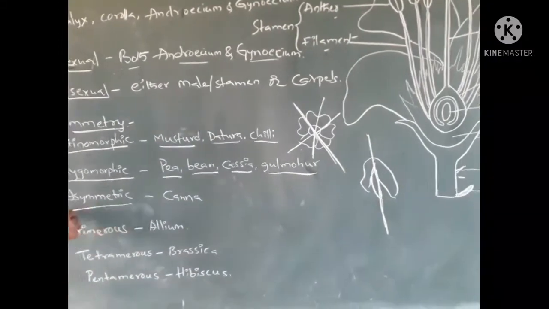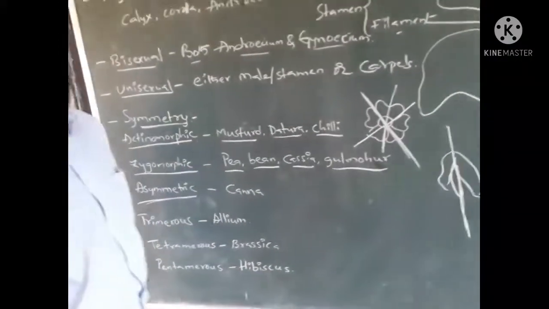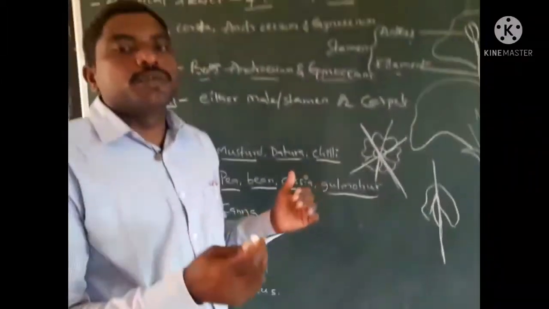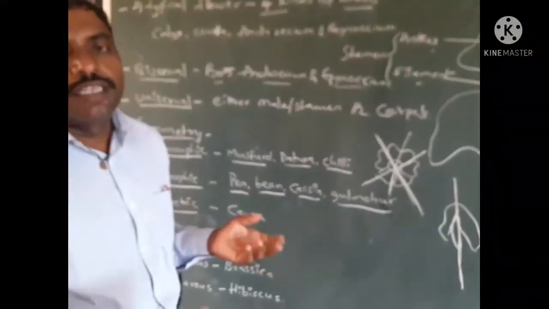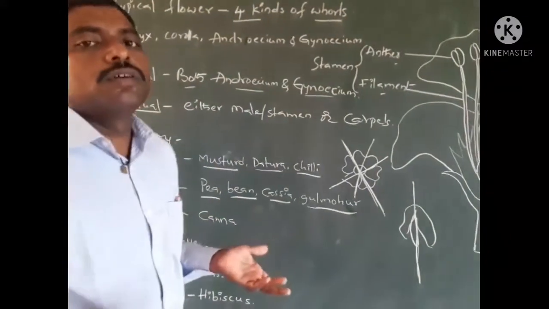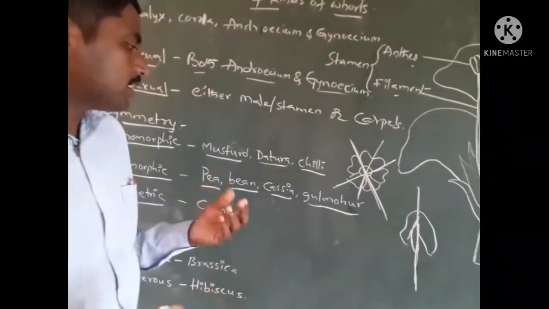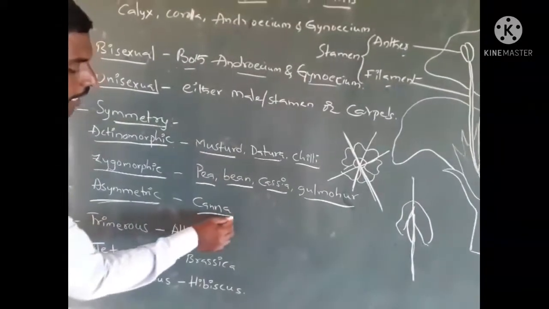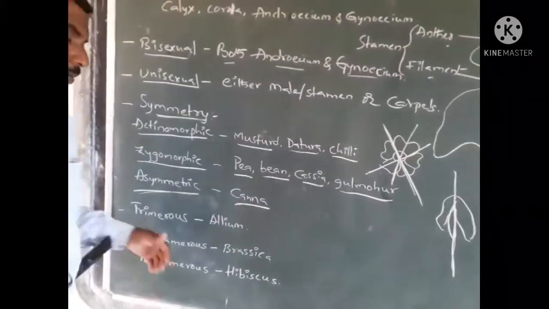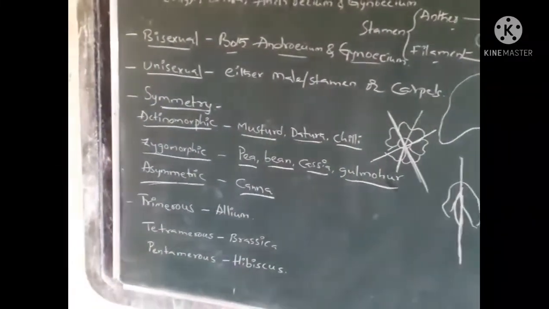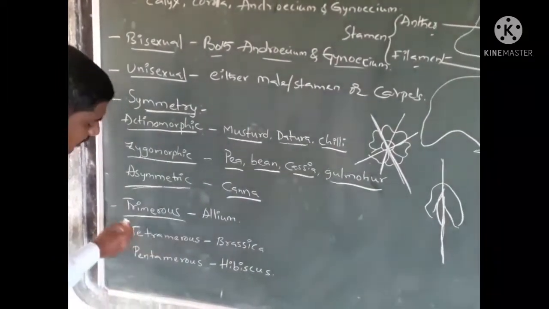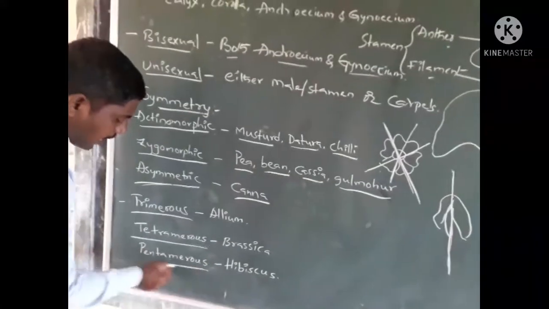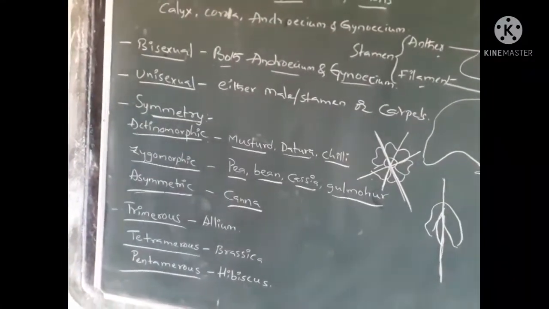And asymmetric means a flower cannot be divided into two equal halves. Example: canna plant. And some flowers are trimerous, tetramerous, and pentamerous.